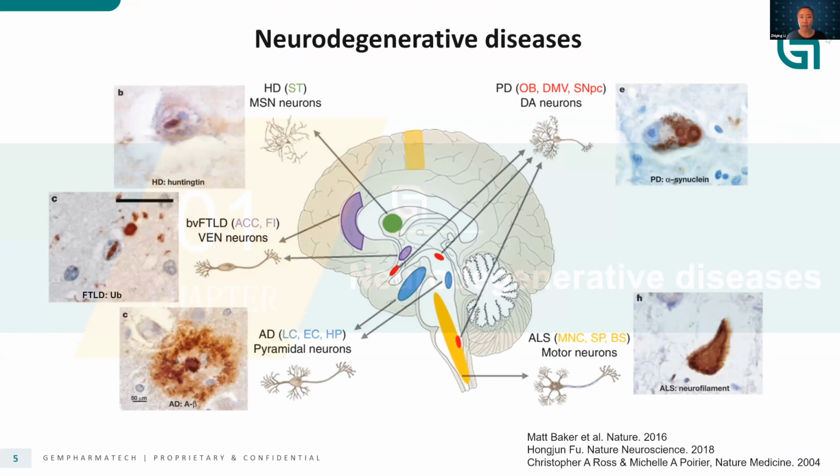Here are the several areas of neurodegenerative diseases that we are thinking about, from Huntington's to frontotemporal dementia, ALS, as well as AD and PD. As alluded to, I'll be focusing on AD, where predominantly the pyramidal cells are affected in the cortical and hippocampal areas. And from the PD perspective, it is the dopamine neurons that are affected in the dorsal motor nucleus of the vagus or the substantia nigra area.